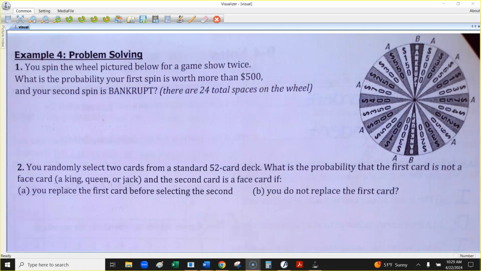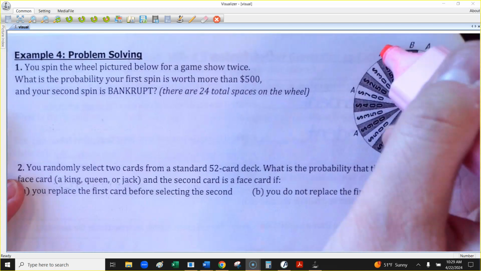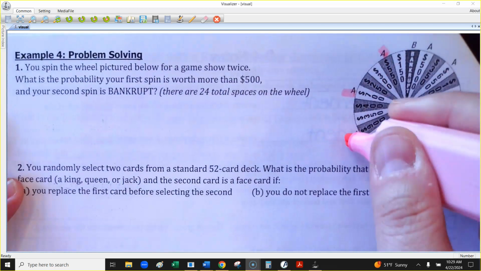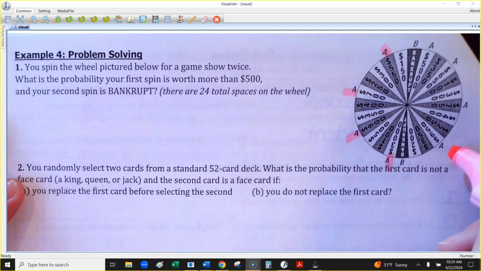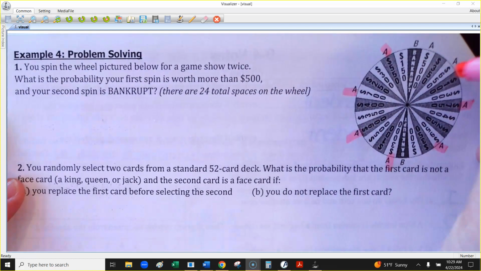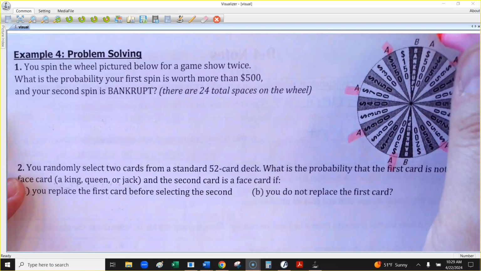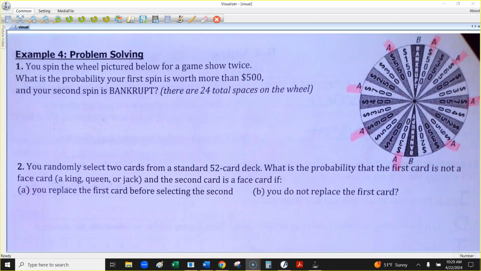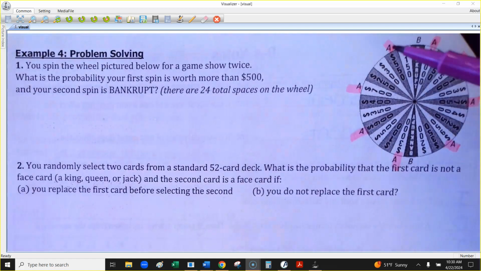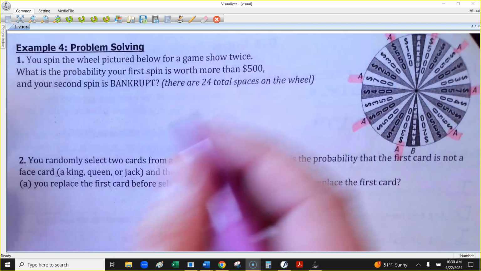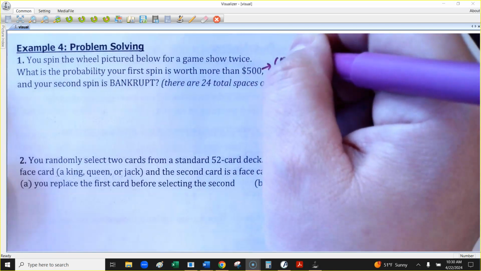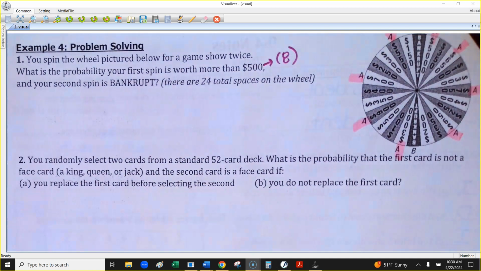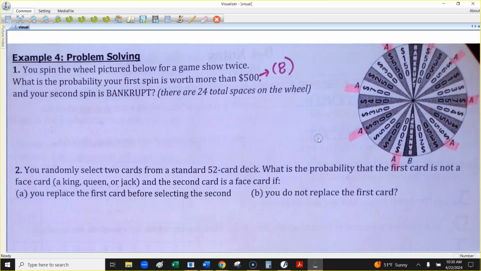So I literally just marked around here, if you guys look at this, wherever it says A, that dollar amount is over $500. So that's what those all are. You guys have a question? Okay, so 1, 2, 3, 4, 5, 6, 7, 8. All right, so more than $500. There are 8 different spaces on that wheel that are more than $500. Forgive me, I'm off the screen a little bit here.